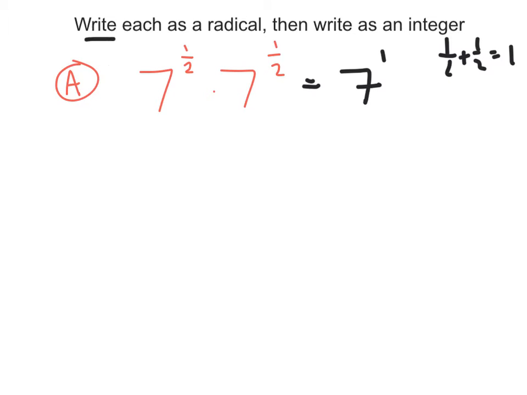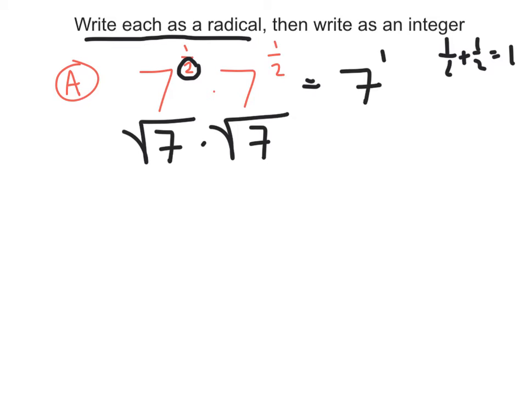Now notice it did say write as a radical, which I totally skipped over, so let's go back and rewrite as a radical. The number on the bottom describes the root, so this is the square root of 7 to the first times the square root of 7, and the square root of 7 times the square root of 7 is the square root of 49, which we know is just 7. So we solved this two different ways, one with exponent rules, and then one by rewriting as radicals.